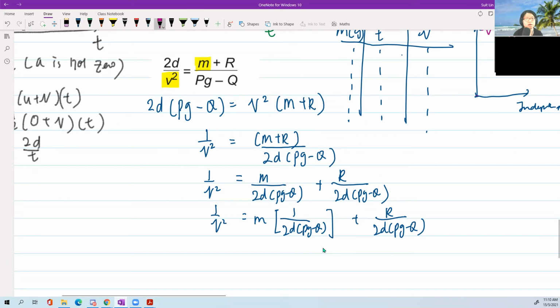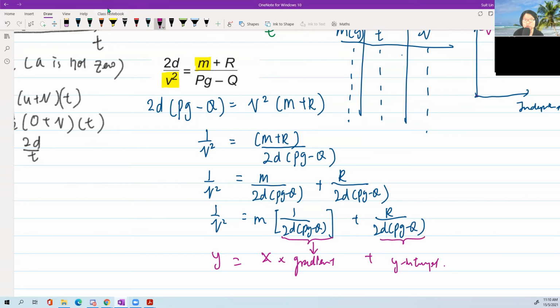But what is important is now you can take y equals mx plus c, or rather x times gradient plus y-intercept. So this is your gradient, this whole 1 over this whole thing. This whole thing is your gradient, and this whole thing is your y-intercept. They want us to find q and r.